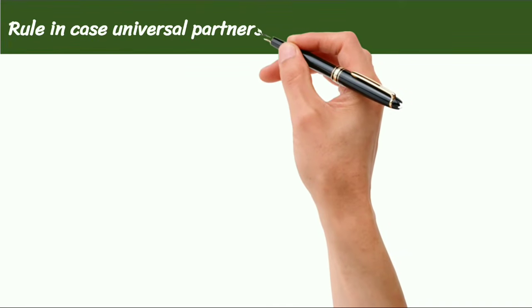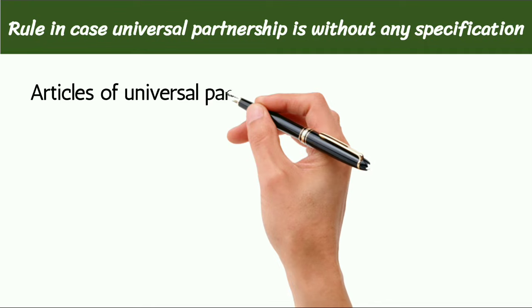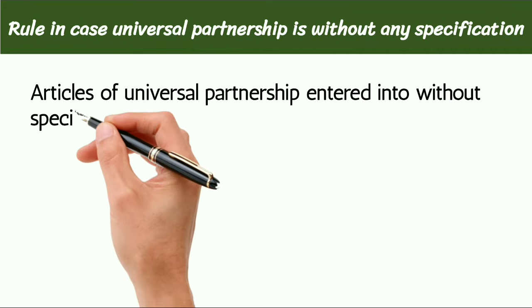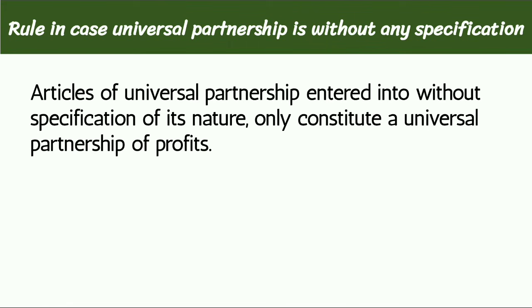Next, rule in case universal partnership is without any specification. Articles of universal partnership entered into without a specification of its nature only constitute a universal partnership of profits. So, gumawa yung partners ng articles of partnership. Ang nakalagay lang doon ay articles of universal partnership. Pero hindi in-specify if it is a universal partnership of all present property or a universal partnership of profits. In this case, ang sabi sa batas, yung partnership ay universal partnership of profits.